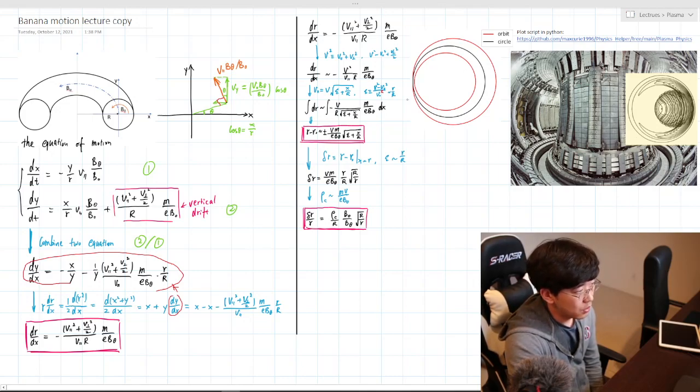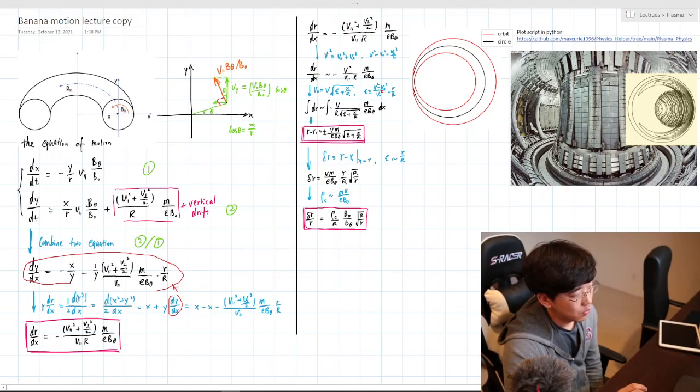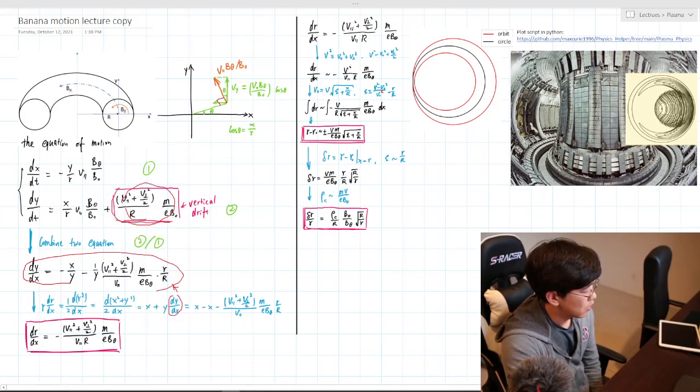We got two solutions, and we can plot them out. I have written that into a Python script, and it's in the GitHub repository. You can click into that, and it will be in the description as well. The red line is an orbit, and the black line is a perfect circle. Basically, you can imagine the particle is shifted up and down vertically due to this term. So we have up and down two solutions, and then they give us a banana shaped orbit.